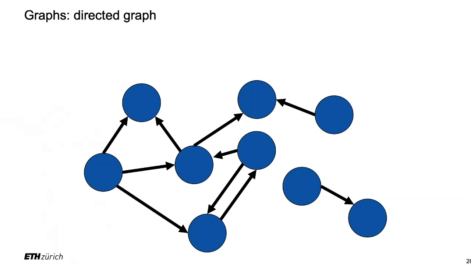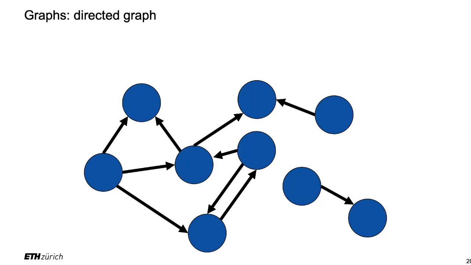Mathematically, I think mathematicians like to define it as a set of nodes that they call N, or V if they call them vertices, and a set of edges that they call E, and E is a subset of the Cartesian product of nodes times nodes, right? So it's just a subset of all the potential edges that you can have, but of course you don't have all of the possible edges. You have some of the possible edges, right?